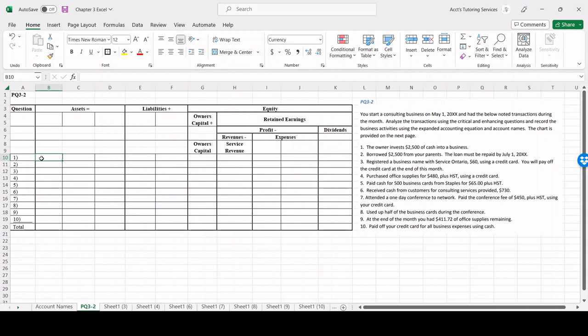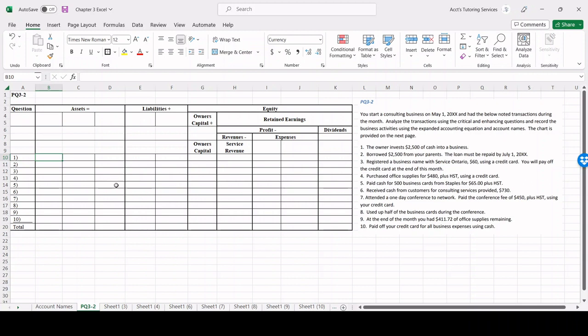So once again, we're going to skip the critical and enhancing questions just because I feel like students are forced to memorize those and they're not really understanding the actual material at hand. That's why I told my students to start ignoring those. So let's dive right into it.